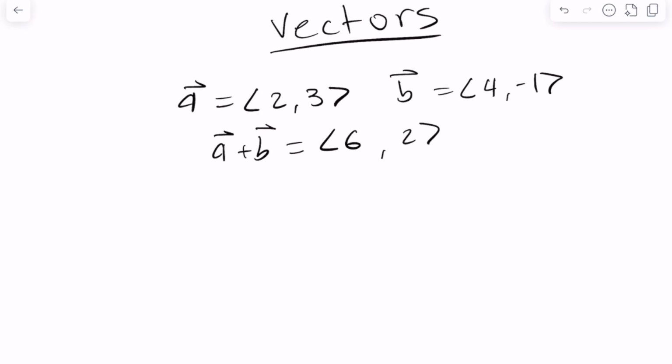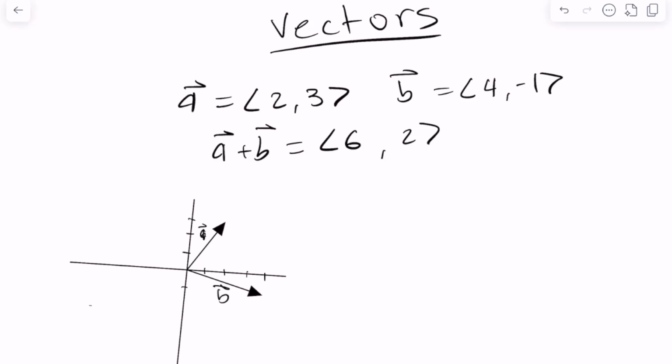But I want you guys to understand what this looks like graphically. So graphically, if I were to write out vector A again, we have 2 over and 1, 2, 3 upwards. Okay, there's vector A. And then for vector B, it's going to be 4 over, so 1, 2, 3, 4, and 1 down. So it's going to be about here. Okay, so, well, how do we add them? What does that look like on a graph?